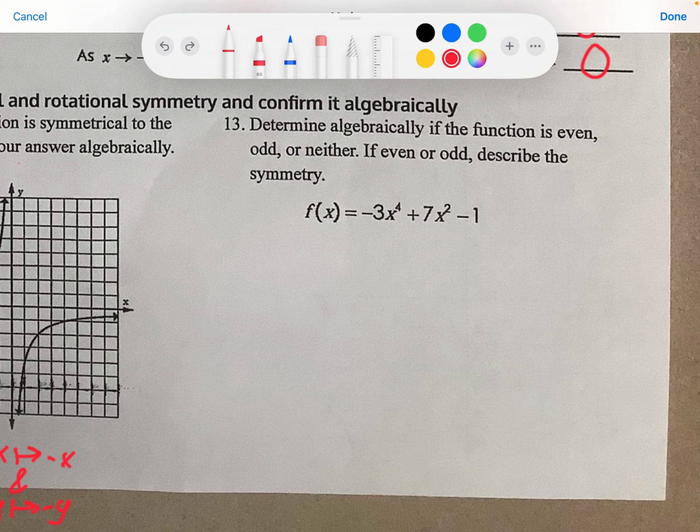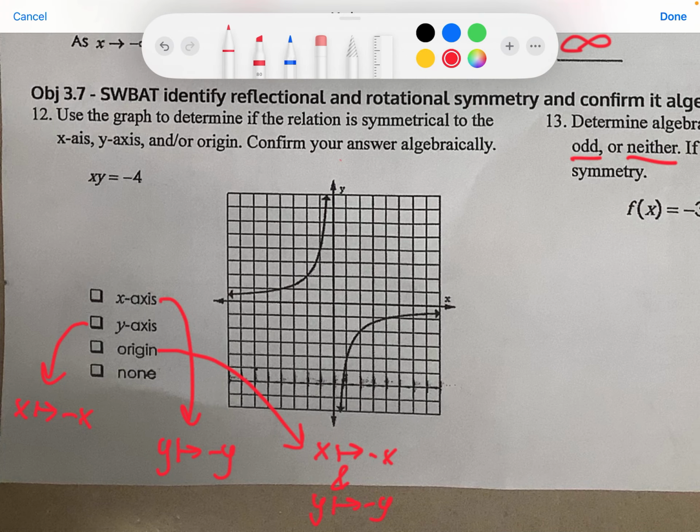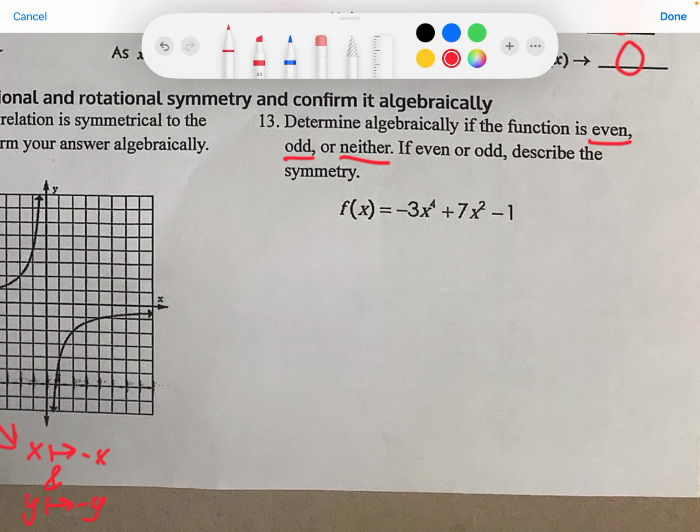Determine algebraically if the function is even, odd, or neither. Just a reminder, even means y-axis symmetry. You can put this in your notes. Even means y-axis symmetry. Odd means origin symmetry. And neither, of course, means none of the above.